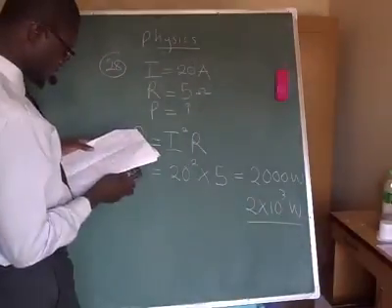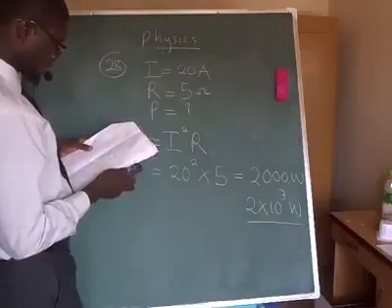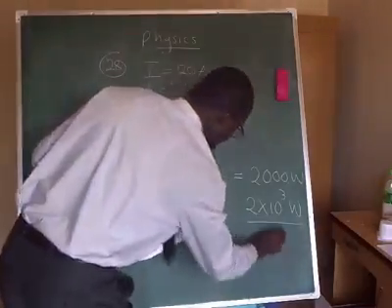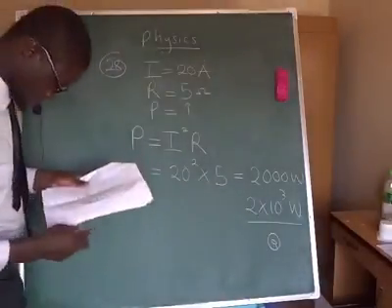So we are relating to the options. The answer is option A, 2 exponential 3 watts. 28, the answer is A.